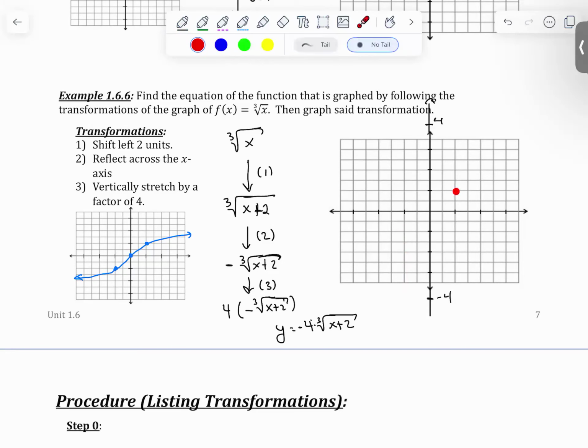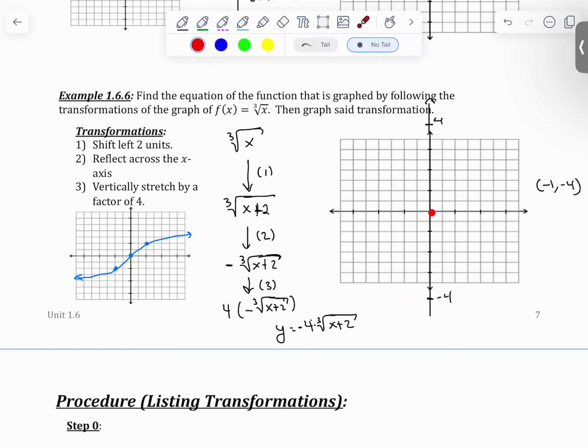So we have the point 1, 1. We're going to shift it left 2 units, reflect it across the x-axis, boom. And now its y-coordinate is -1. So if we stretch that by 4, we're going to vertically stretch it, we're going to quadruple it. So -1 quadrupled would be -4. So right there at -1, -4.